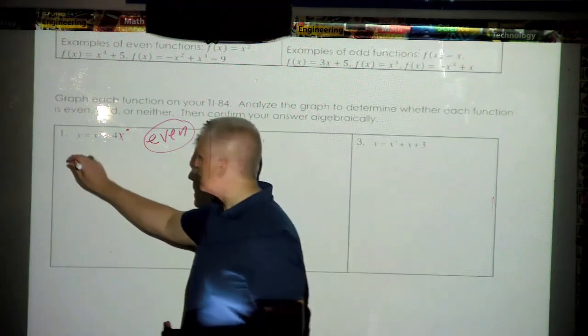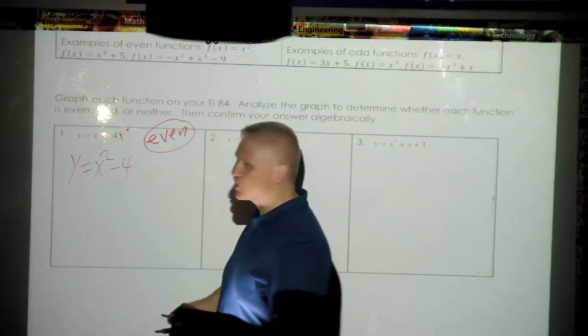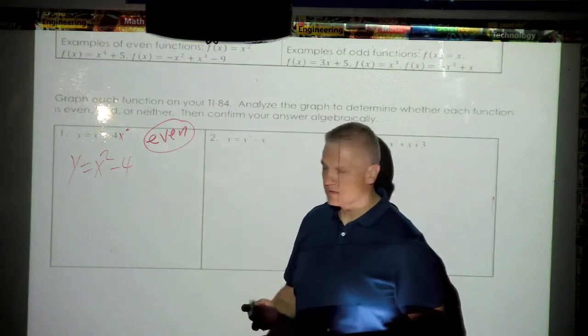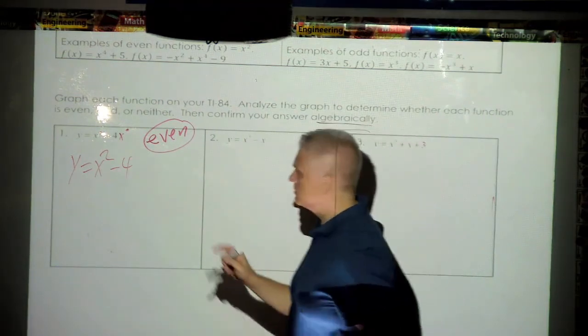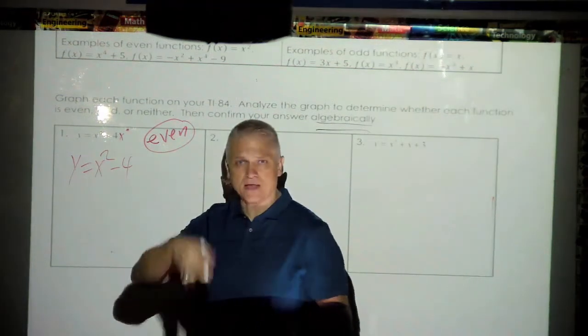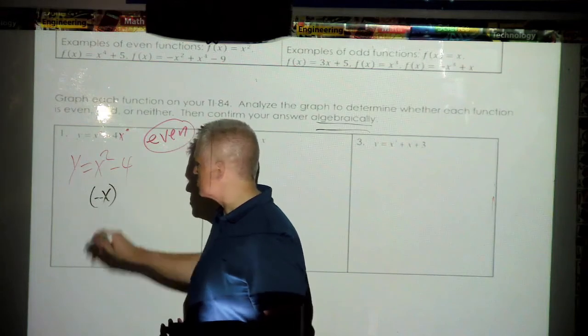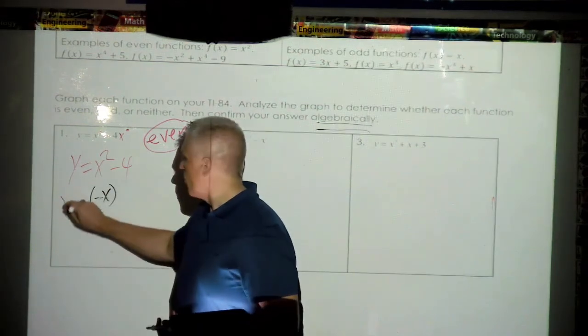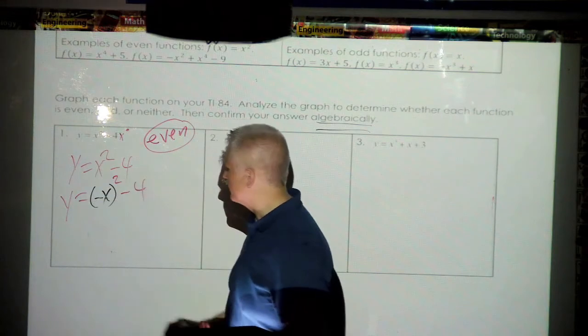So it says y equals x squared minus 4. Let's change the x sign. It says confirm it algebraically, so we're not going to make a little chart with values in it. We're going to take x and change it to negative x. So it's y equals negative x squared minus 4.